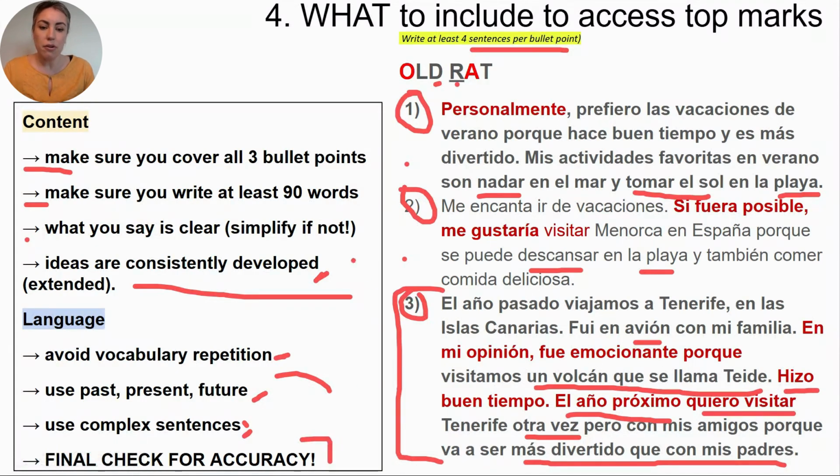Now, the final check for accuracy. Obviously, this text is a model text, so it is accurate, but I would go through it checking that verbs are correct, typical spelling mistakes, and so forth are correct as well. We don't have much time because we have to move on, if you're doing higher, onto the last question, which is the biggest chunk of that exam, but we always check, okay? And that way you make the old rat happy and play with its maracas.